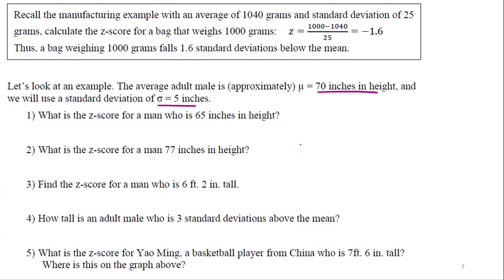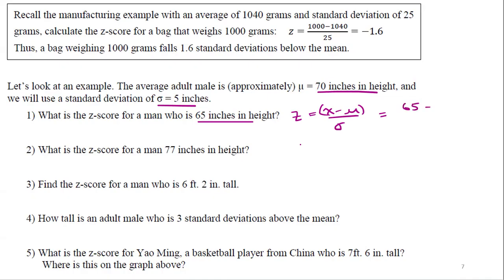So again, what we want to do is use the formula. Z is equal to x minus mu over sigma. And again, you want to put these on the top in parentheses. So how do you do this? First we're going to write down what's given to us. So x, that's what's given. It says, what is the z-score for a man who is 65 inches in height? So that's where 65 is going to go, where x is. So I'm going to put 65 here.